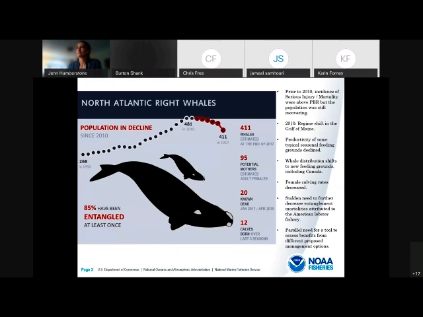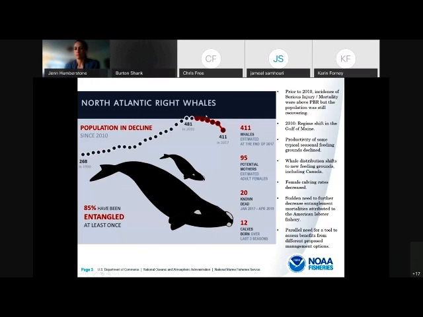The background for this is that prior to 2010, our serious injury and mortality rates for entanglements in the lobster fishery were above PBR, but the population was still increasing. In 2010, we saw a regime shift happen in the Gulf of Maine, and of course, you saw something similar on the West Coast with the heat wave and the blob. With this regime shift in the Gulf of Maine, the productivity of the seasonal feeding grounds declined. We saw a sudden shift in the distribution of whales, including a lot of them moving to Canada, where they normally were not. Female calving rates have decreased.